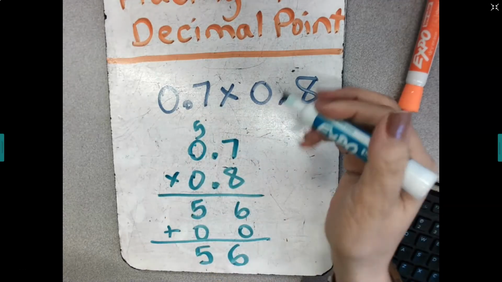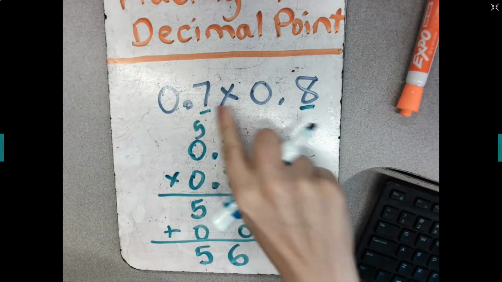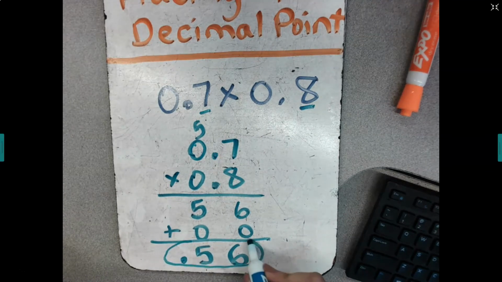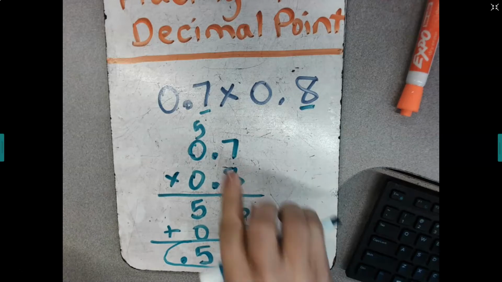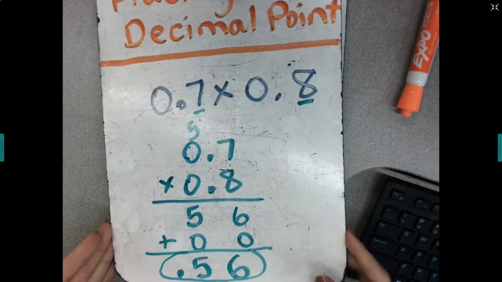I'm going to count the number of digits to the right of the decimal point. I've got 1, 2. So that means I should have 2 digits to the right of the decimal point in my answer. So there is my answer. I'm counting the number of decimal places to place the decimal point in my answer.